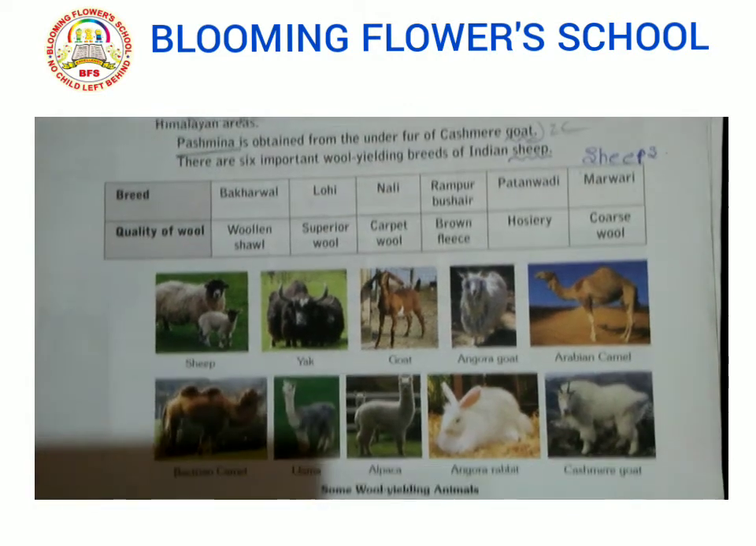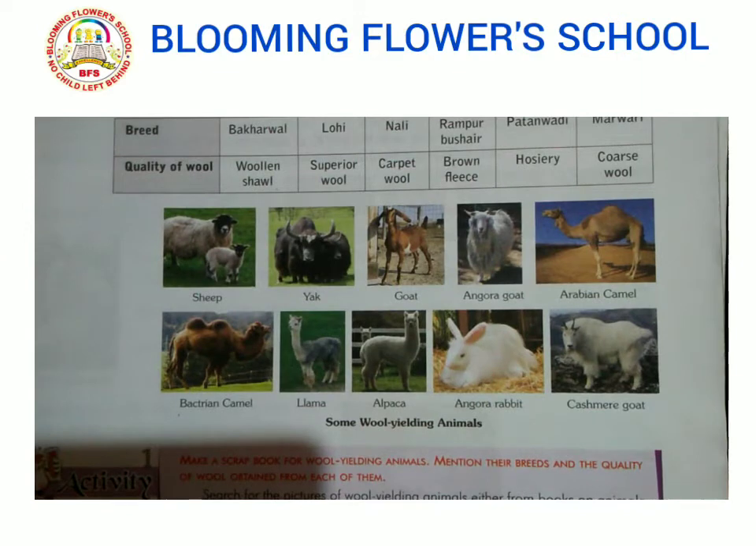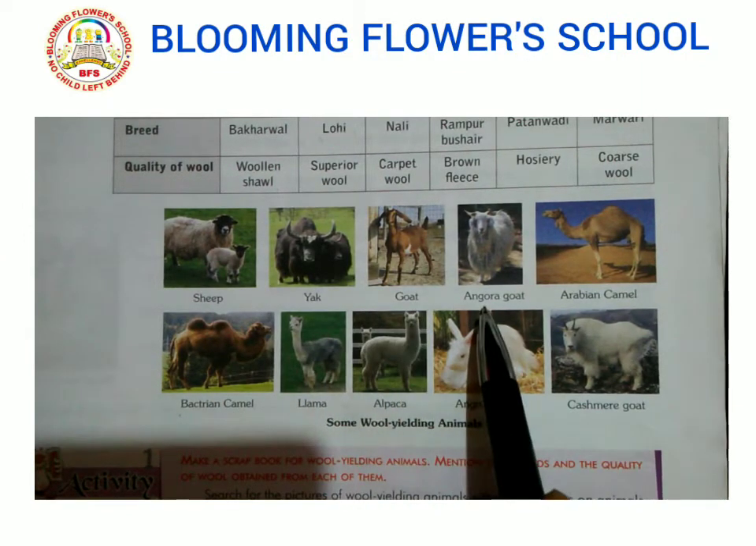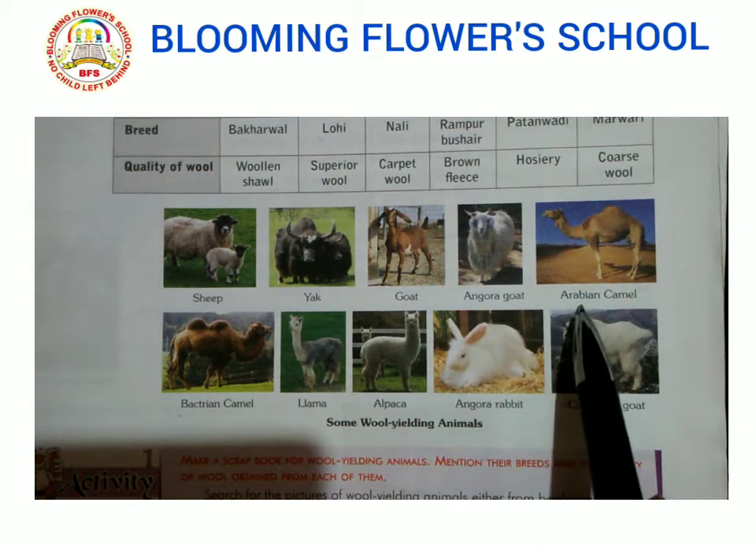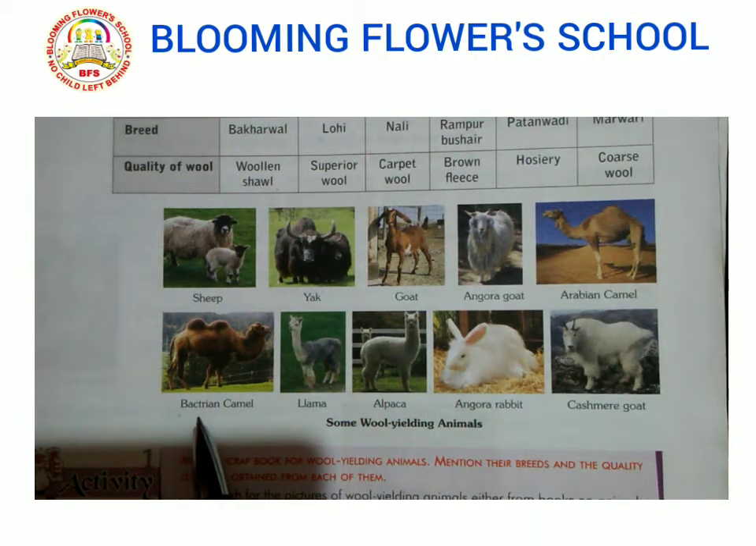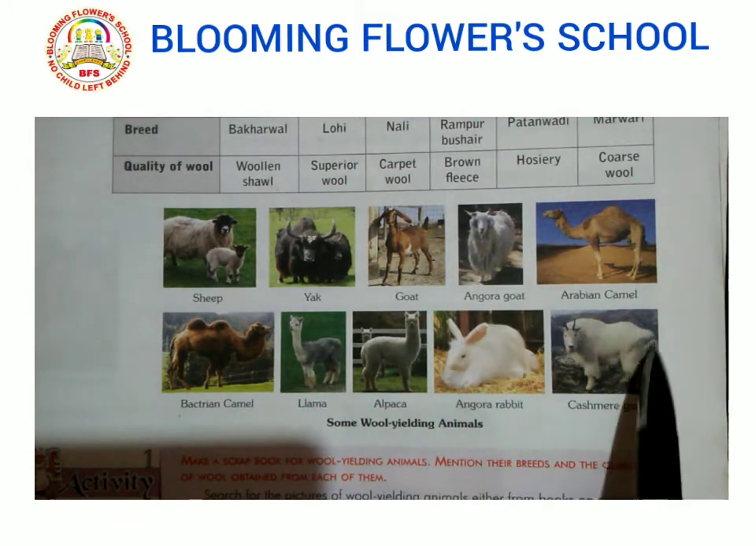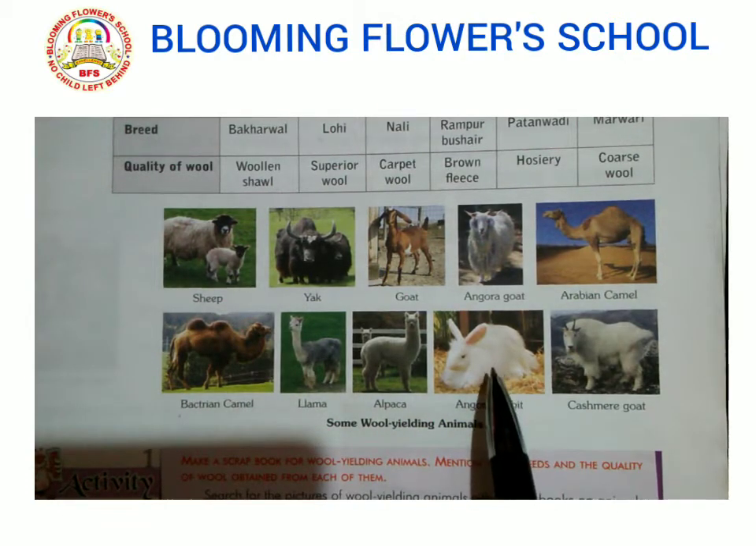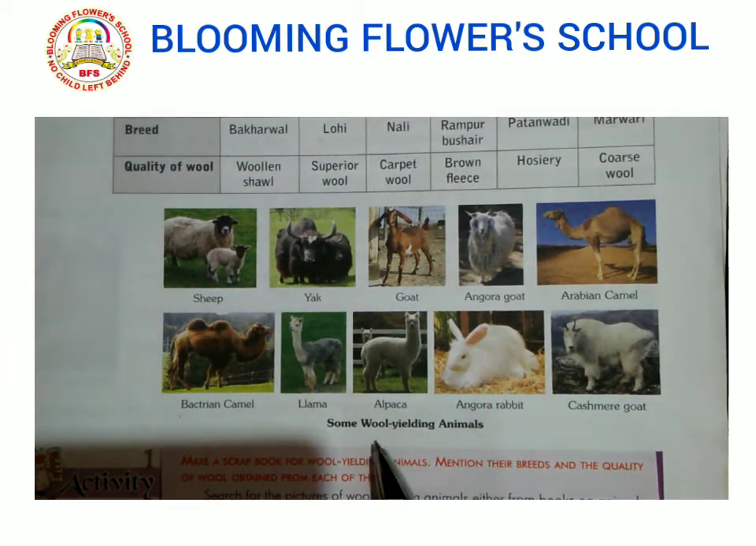Now see, different kinds of animals are shown here: your sheep, yak, goat, Angora goat, Arabian camel and Bactrian camel, llama, alpaca, Angora rabbit, and Kashmiri goat. All these particular animals' fiber, their hairs, we are taking for making wool.